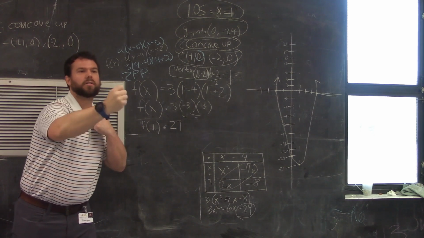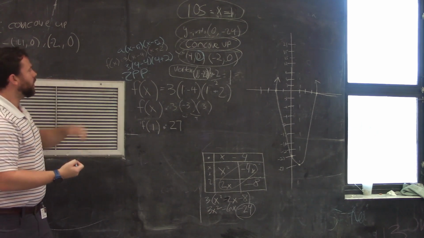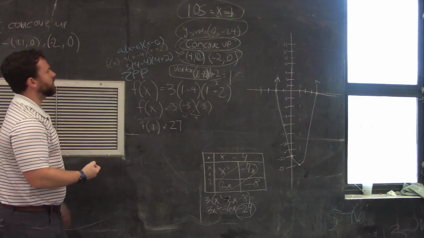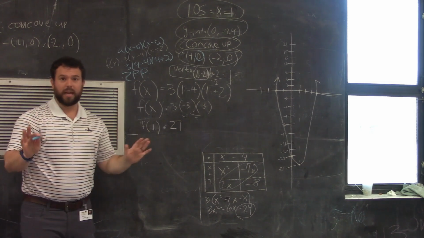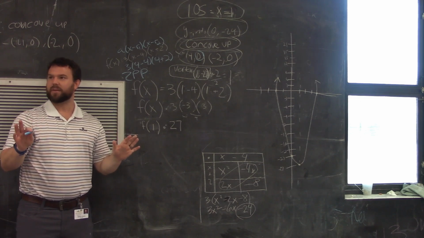Zero product property. We needed to create a 0. And when I multiply by 0, I get an output of 0. Now, I think we're okay. We were okay on the roots, right? And identifying the x-intercepts. Does that sound fair?